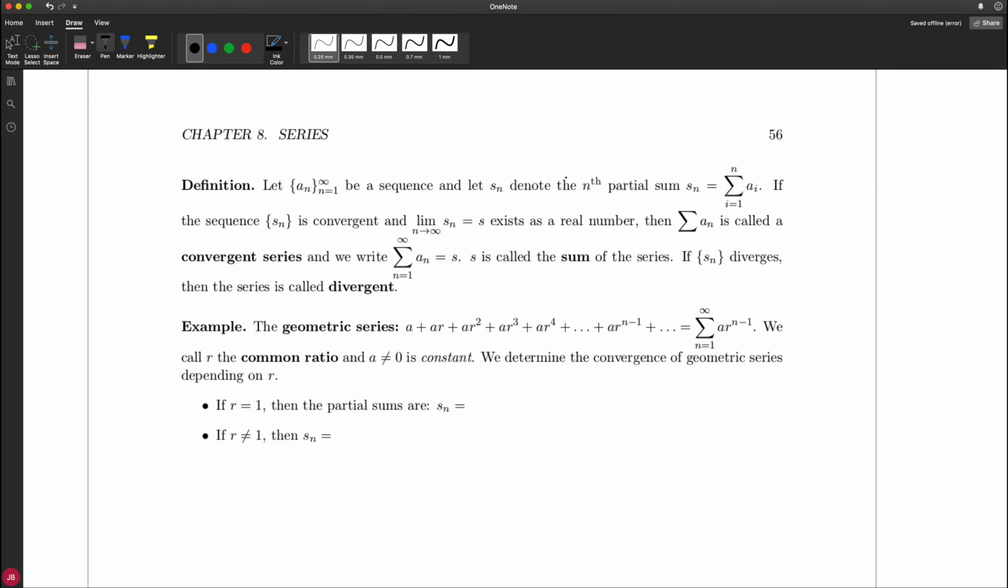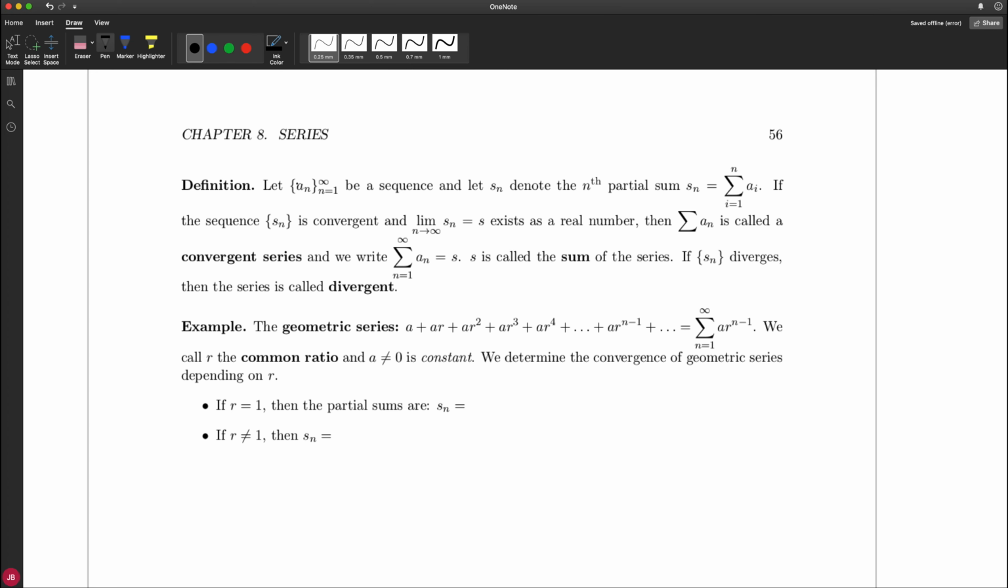Hello and welcome to part 2 of the section 8.2 notes. In this video we're going to go through this page 56 where we learn how to find the sum of a geometric series. So this is our first big result about infinite series.